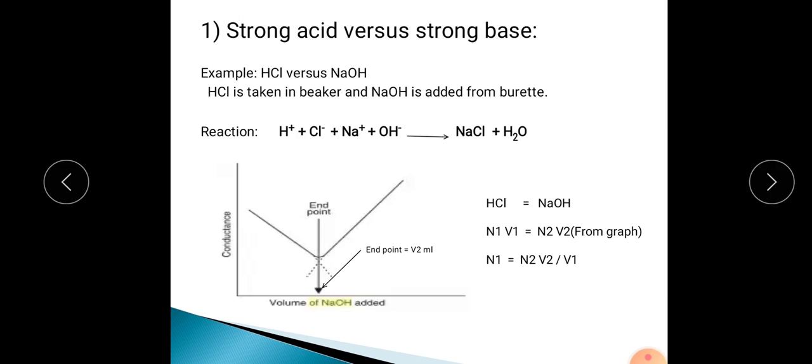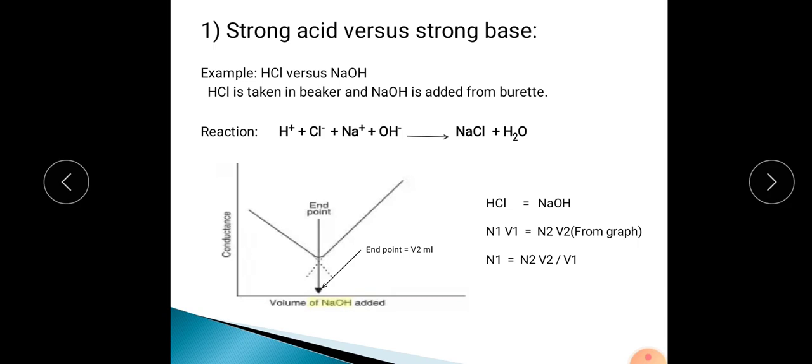Now the calculation part. It is a titration between HCl and NaOH. Consider N1, V1 are the parameters of HCl and N2, V2 are of NaOH. N1 is the normality of HCl, V1 is the volume of HCl, N2 is the normality of NaOH, and V2 is the volume of NaOH.